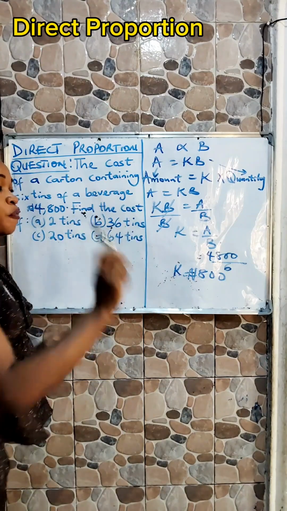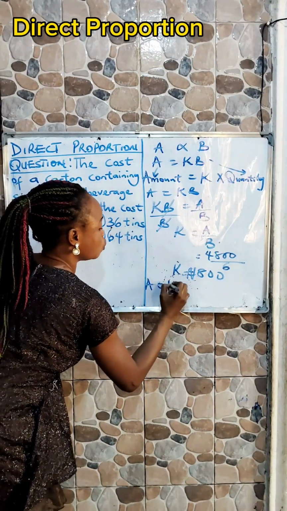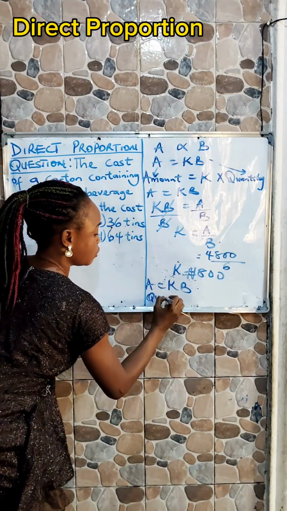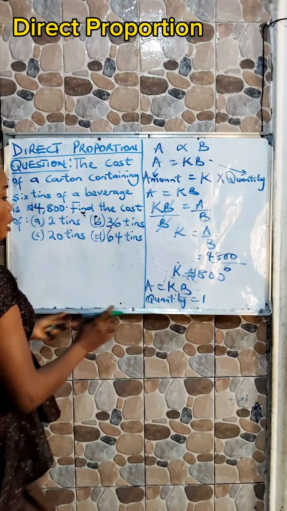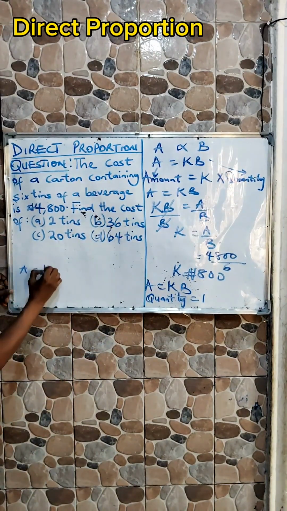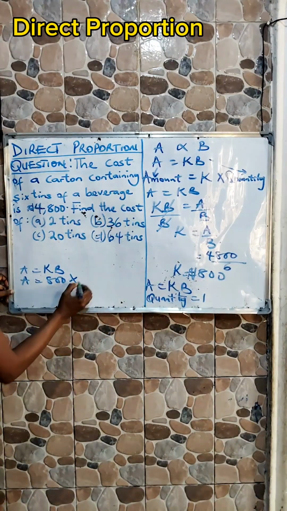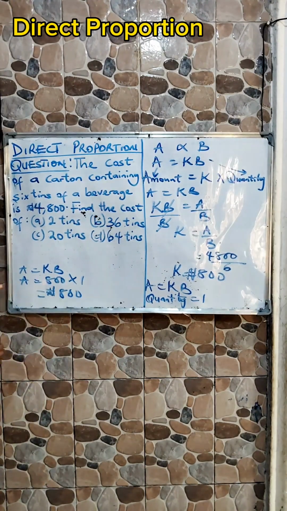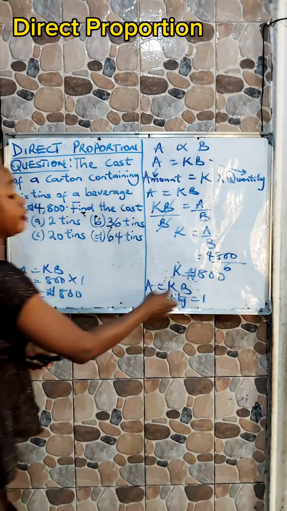Now your constant will be equivalent to the cost of 1. Why? Let's say we want our amount now. A is equal to KB, and our quantity is 1. Now what is our A? A is equal to KB, yes. What is our K? 800. Multiplied by, what is our B? 1. You have the same thing. 800 times 1 is what? 800 naira. So this K is equivalent to the cost of 1 because we're multiplying it by 1 and you have the same answer.